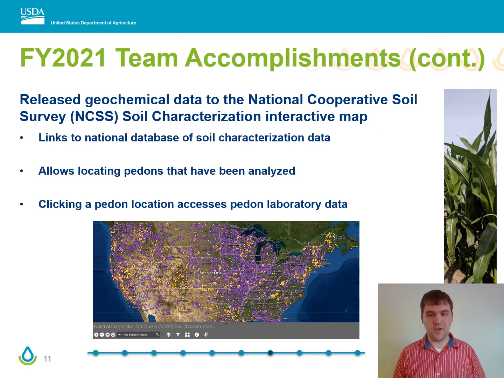Another thing we were able to accomplish this year was the release of the geochemical data to the National Cooperative Soil Survey Characterization Interactive Map. So this map, you can see it below there, it links to the national database of the soil characterization data. And those yellow dots there are the geochemical data. This allows you to locate those pedons that have been analyzed, and then you can click on those locations to access the full pedon laboratory data.